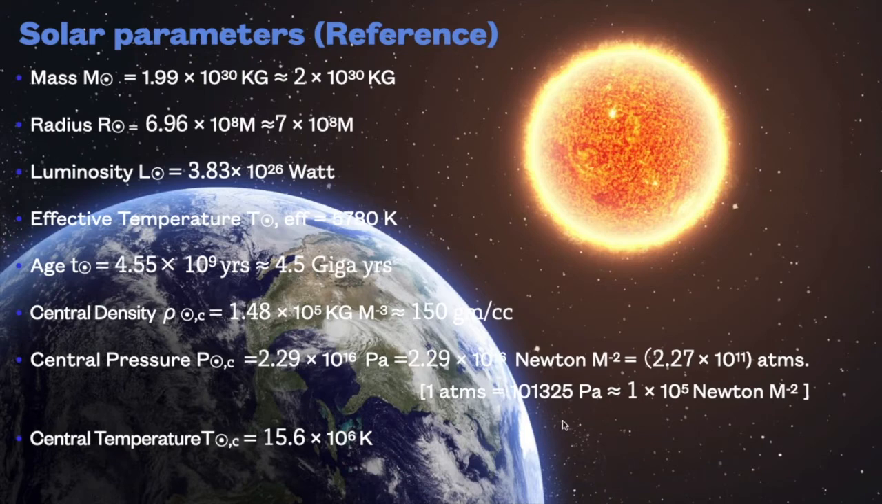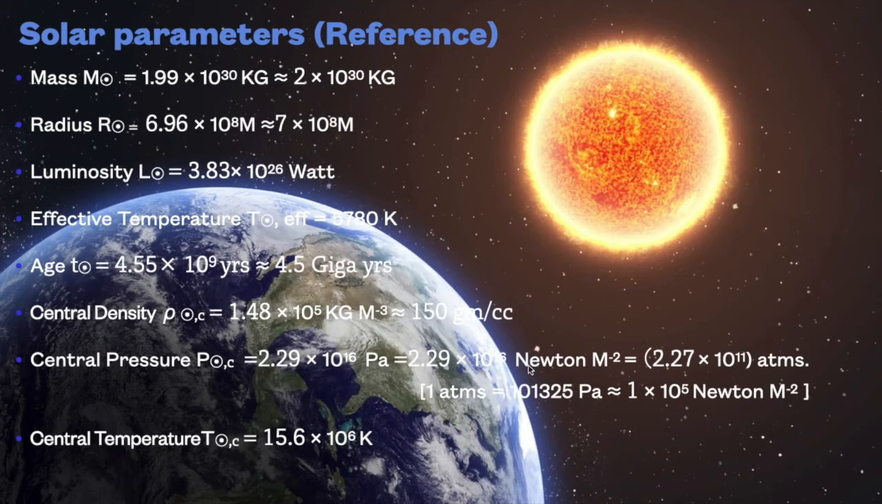Now 1 pascal is the basic unit of pressure, and we usually talk about atmospheric pressure. When we say atm, this means atmospheric pressure at Earth's sea level, right? So that is 1 atmospheric pressure, and that amount is basically 1,01,325 pascal, which is nearly 10 to the power 5 Newton per meter squared.